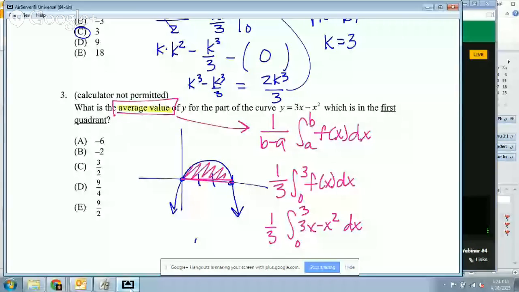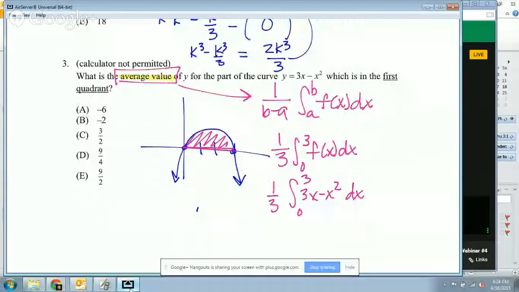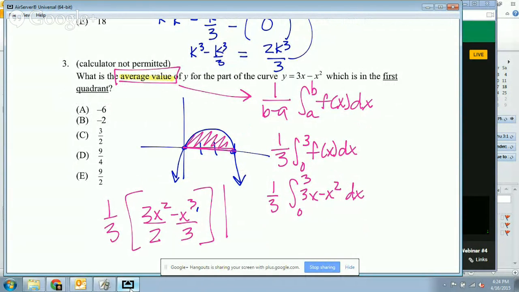All right. So I'm going to go back to sharing my screen. Excuse me for the mirror for a sec. All right. So when we're taking a look at this, we know that we have 3x squared over 2 minus x cubed over 3. Ooh, I forgot the over 2. And then I've got the 1/3 in front. And this is from 0 to 3.